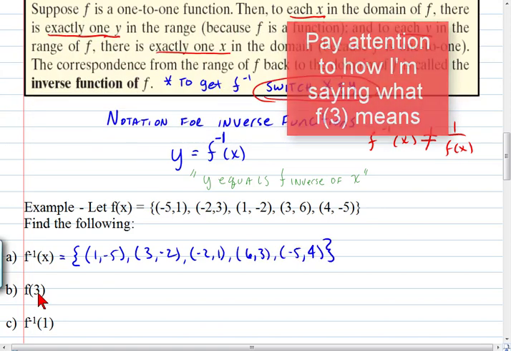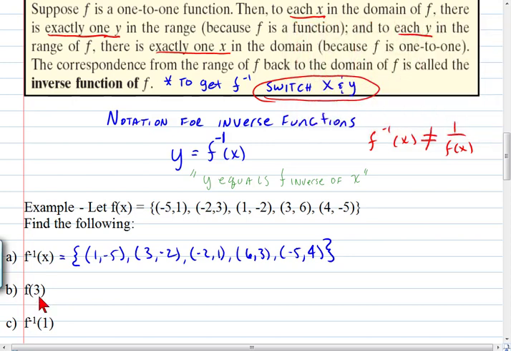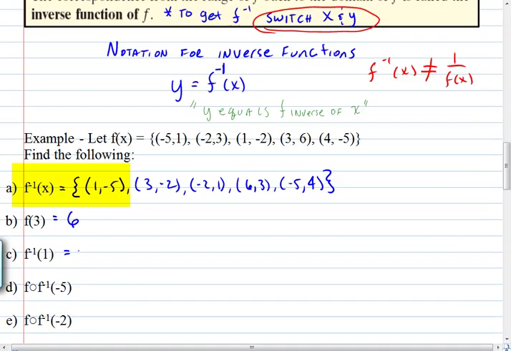What is f of 3? This means go to your function f, and in place of x, you plug in 3 and see what the y is. What is f of 3? What is f inverse of 1? Negative 5. Because now you go to your inverse function, and in place of x, you plug in a 1, and you get back a negative 5.